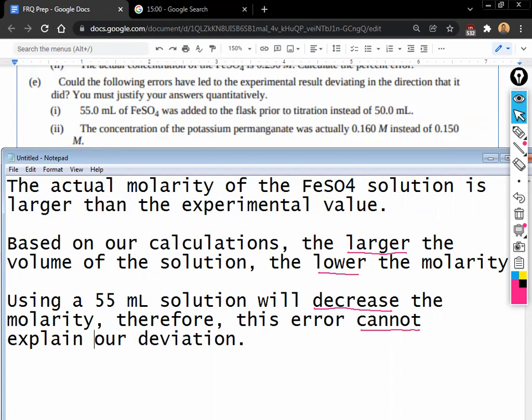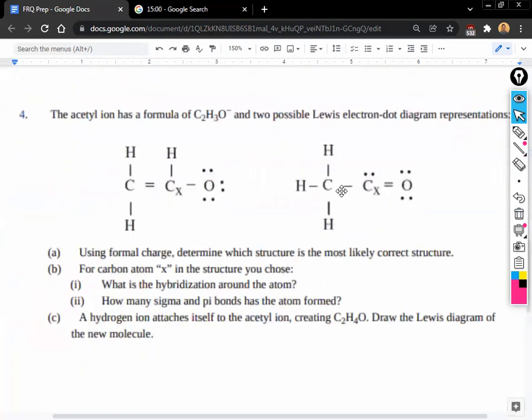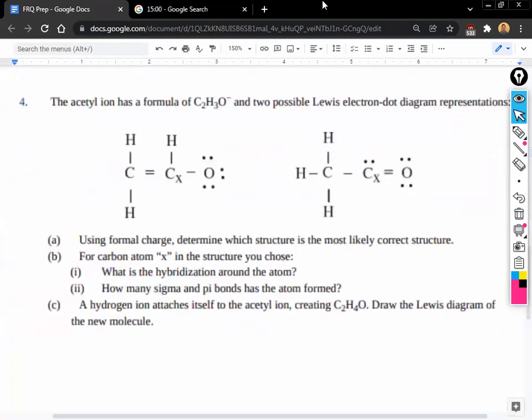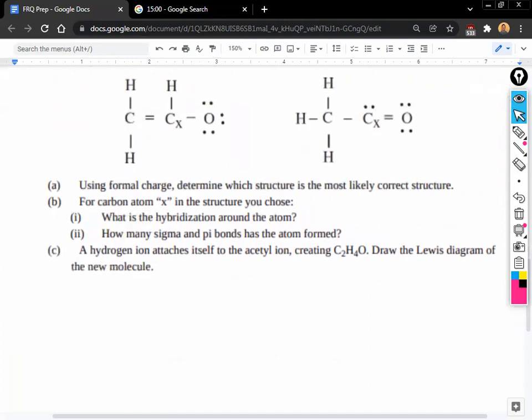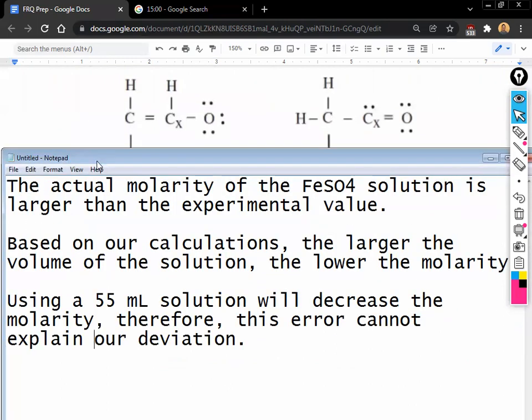And let's move on to the next one. The next one is significantly easier than the previous one because no math, actually a little bit of math, but we also just learned this. So hopefully it's a bit more fresh in your minds. We have two different electron dot diagram representations for an acetyl ion, which is C2H3O-. For part A, we're going to use formal charge to determine which is the more likely structure.